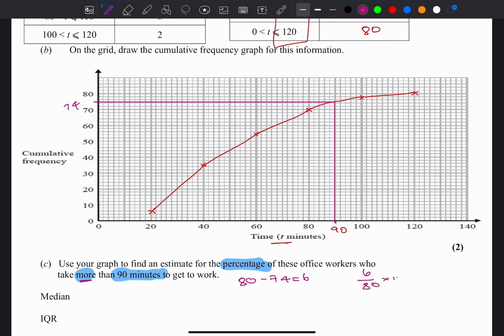Out of 80 times by 100. 7.5 percentage. Any answer between 5% to 10% is correct.